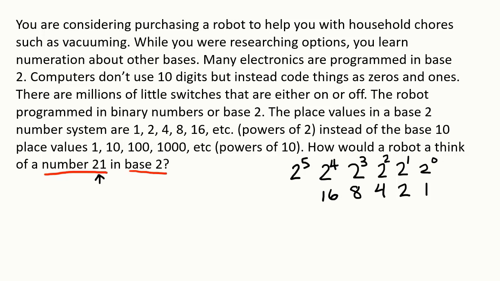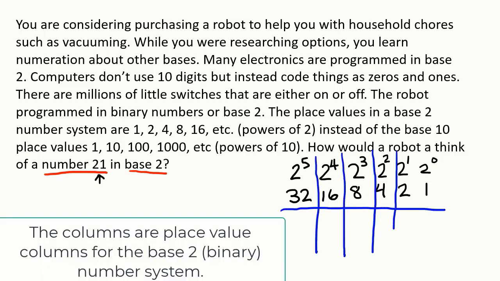But my next power of 2 is 2 to the fifth. This is equal to 32. This is the first place value that's bigger than 21. So I'm going to start here. Again, I'm creating my columns here. Since 32 is the first number that's slightly bigger than 21, I'm going to cross that column out because I'm not going to use that to find out the value of 21 in a base 2 system.